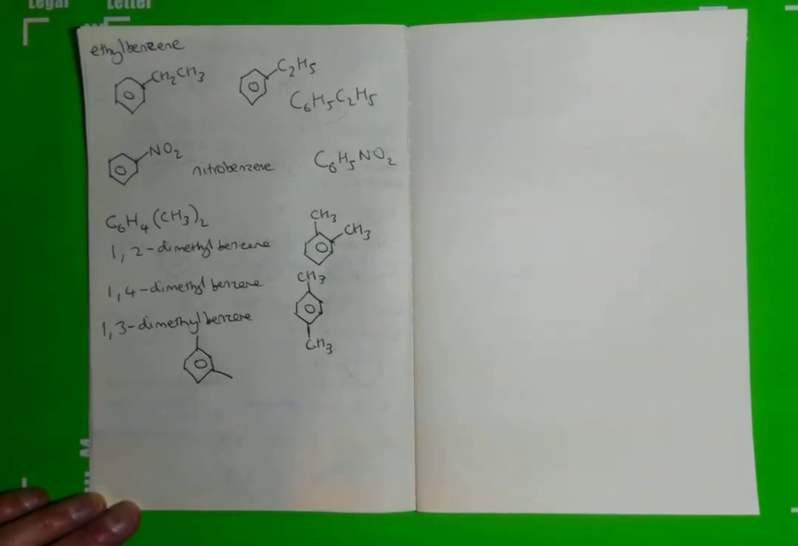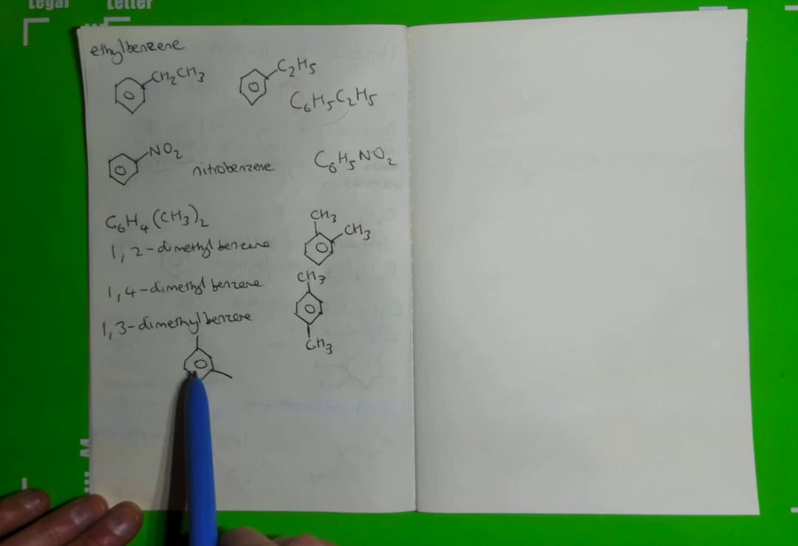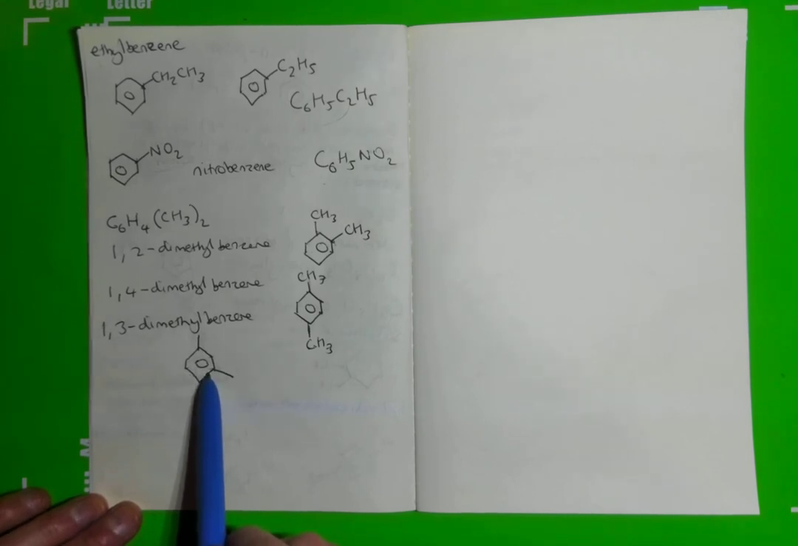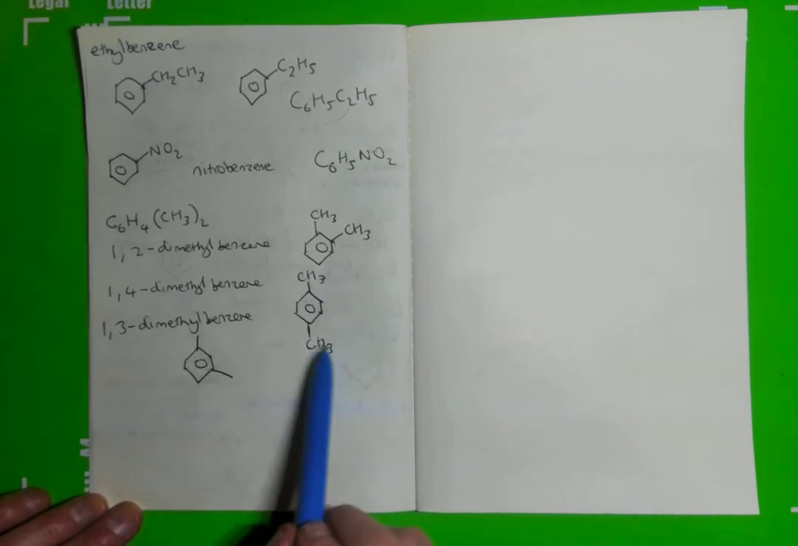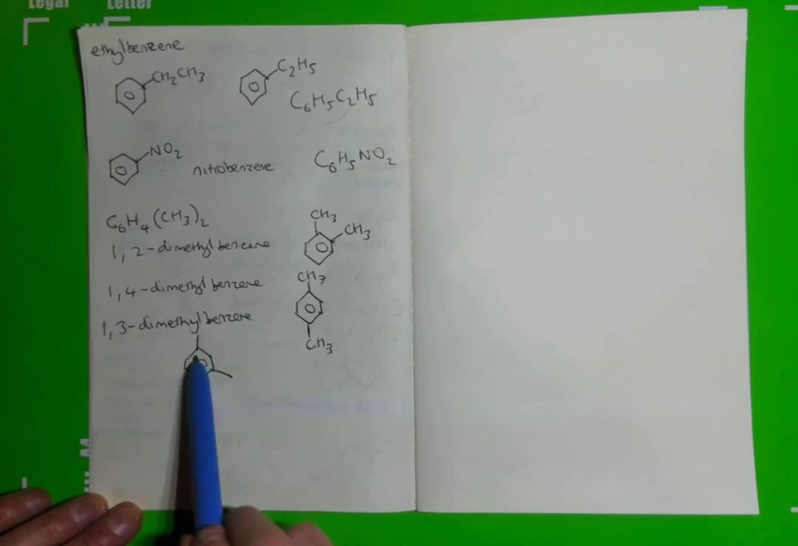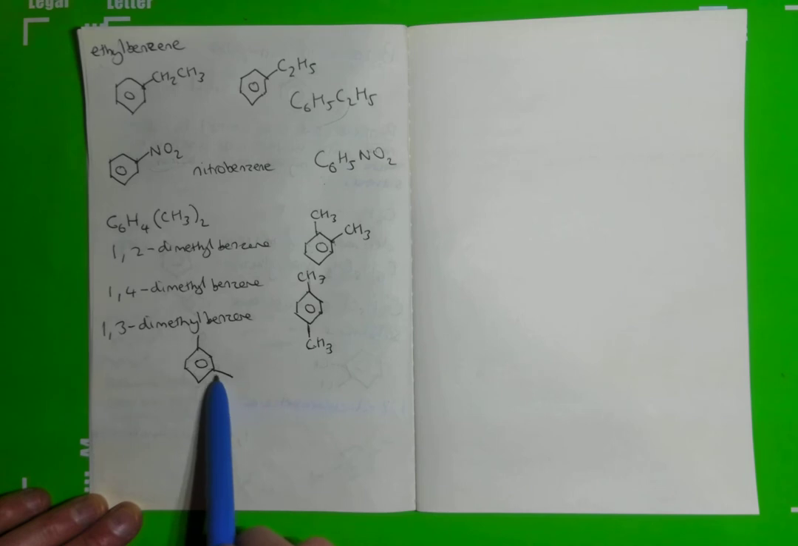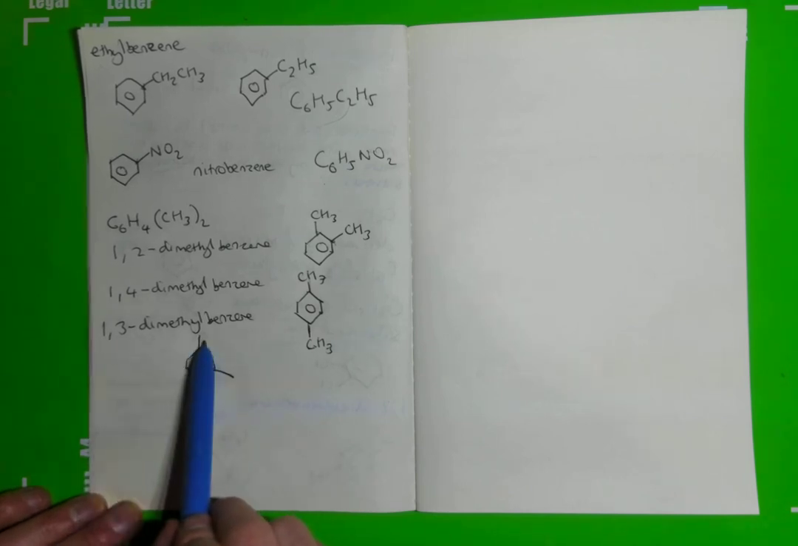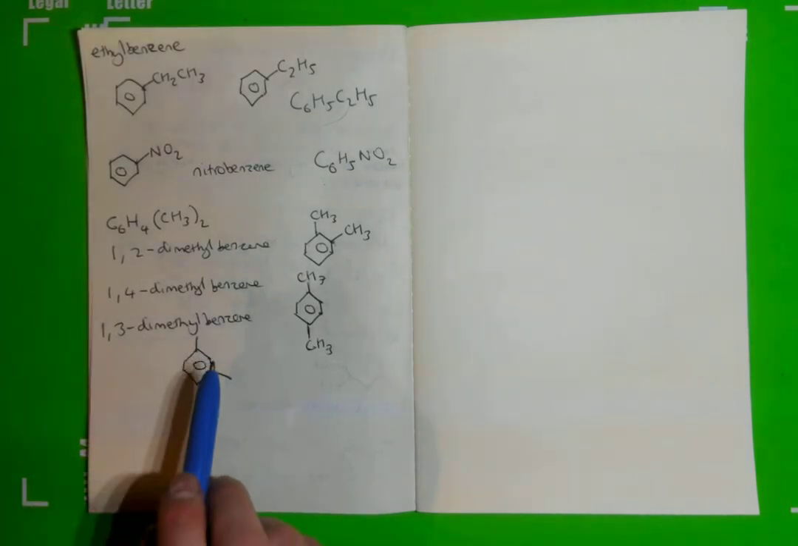Now, I can actually leave that structure like that if I want, because remember, in true skeletal formula, you don't actually have to use the hydrogens here. So I can just do that, and we'll have a CH3 here and a CH3 there on the first carbon, and on the third, 1,3 dimethylbenzene.